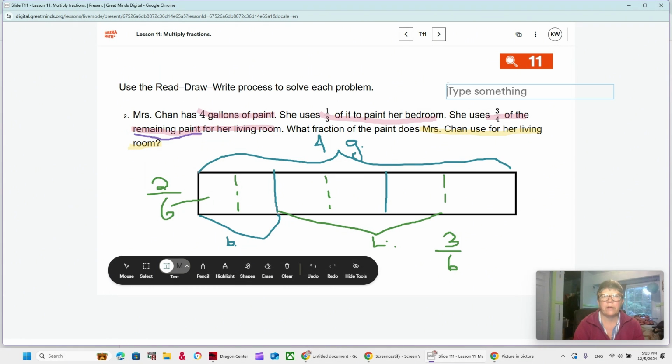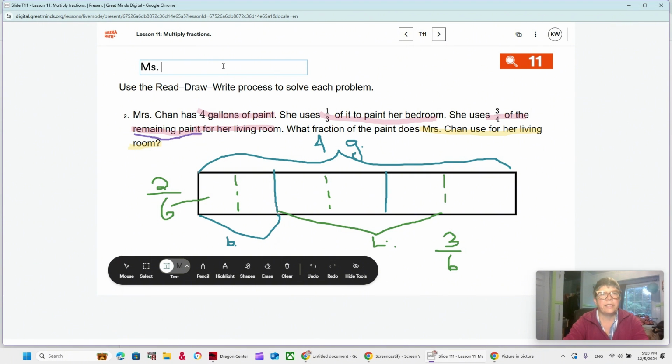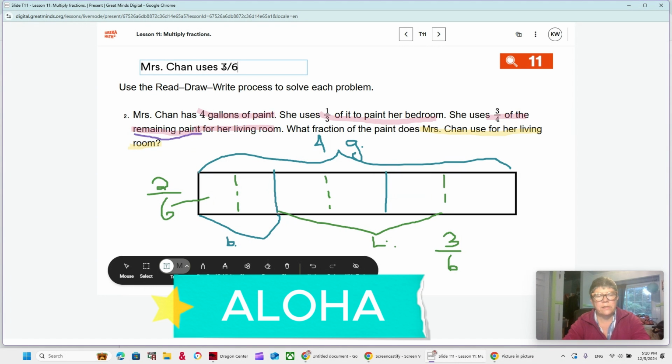It's a little bit easier than I thought it was going to be, which I would say sometimes happens with math problems. They look more complicated, but then when you actually do them, you're like, wow. And this breaking into more parts, right? This is what we're doing in fractions, where we're saying we have thirds, but now we're breaking them into sixths. Okay. So, Mrs. Chan, I'm just writing this where I have space, but of course you can write it anywhere you need to, uses 3/6 of the paint in the living room.